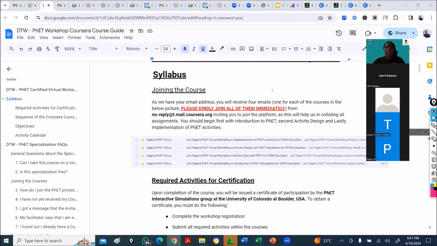Can I go over all my assignments and then review 3 people's work to be satisfied? In each of the courses, you have to review 3 people before you are certified. In the introduction, after your assignment, you review 3 people. In Whole Class, after your assignment, you review 3 people. In Activity Design, after your assignment, you review 3 people. And the final one before you get your certificate. Any other question in the chat box?